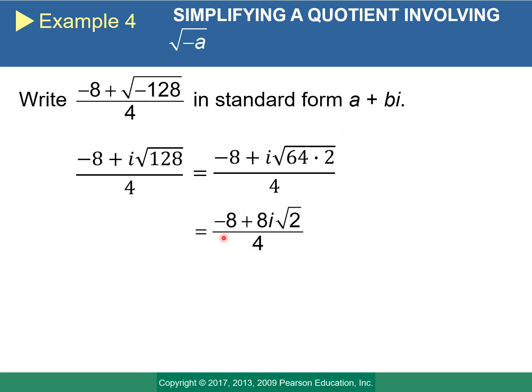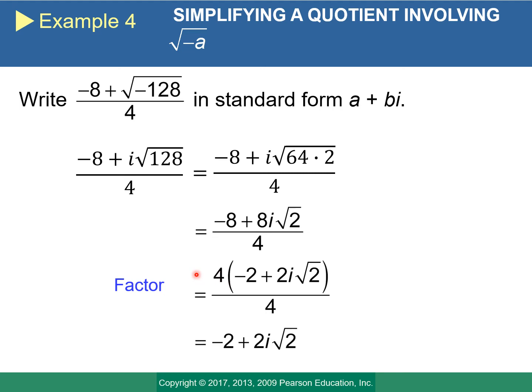If you notice, both terms on top have an 8. The bottom has a 4, so we can factor. So we're going to factor out a 4 from the top, and then divide out the 4 on bottom with the 4 on top. And so now we have -2 is the real part, plus 2i square root 2 as the imaginary part. So this is now standard form.